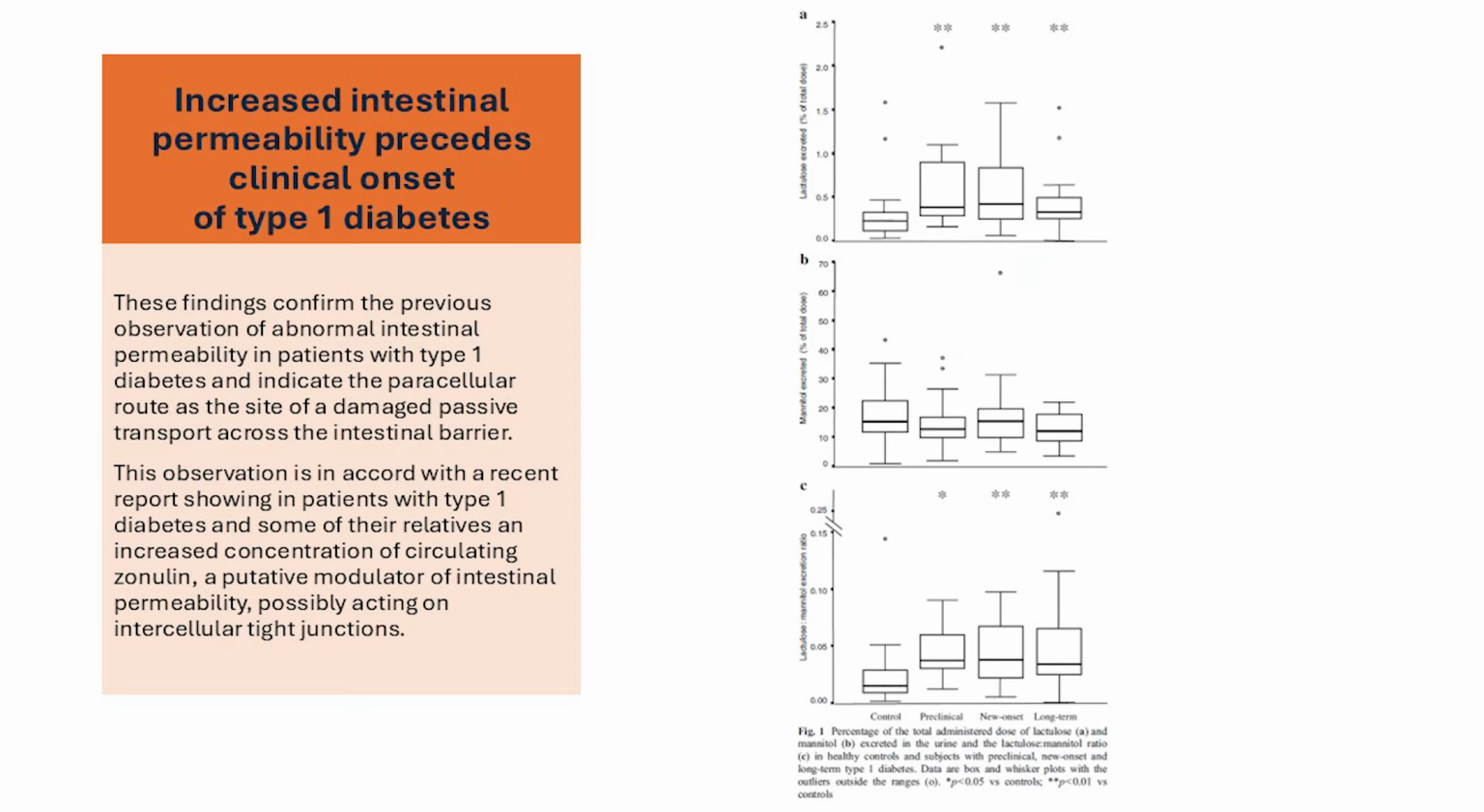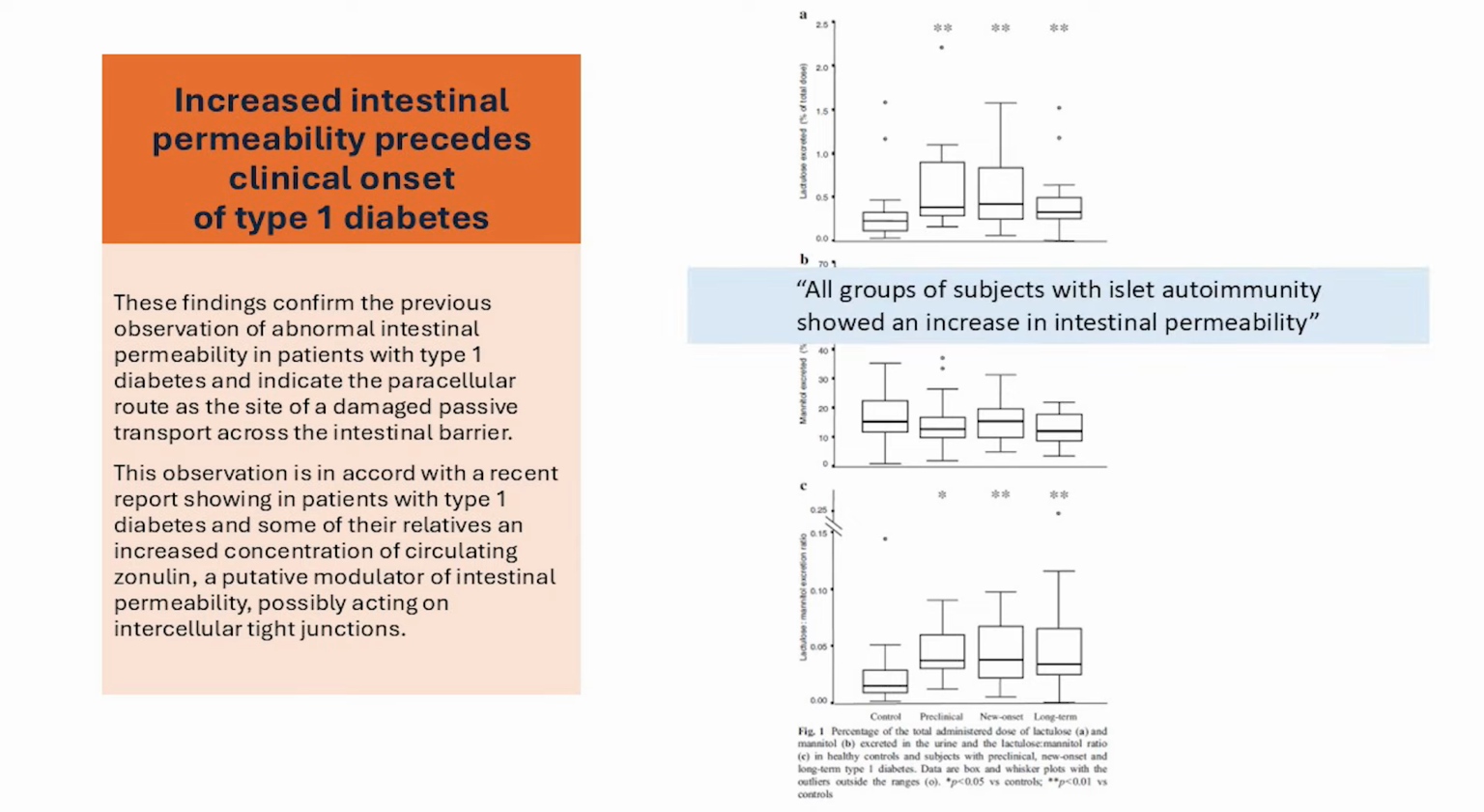And in this study, they used the lactulose-mannitol ratio to assess gut permeability in type 1 diabetes. That's the autoimmune version, not type 2. And what they found was, quote, "all groups of subjects with islet autoimmunity showed an increase in intestinal permeability." They say repetition is key for learning, and so I have more of that for you here.